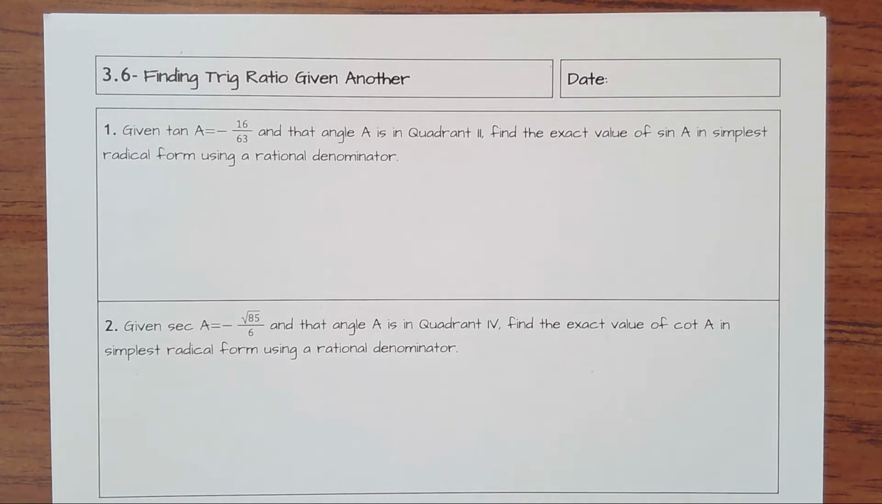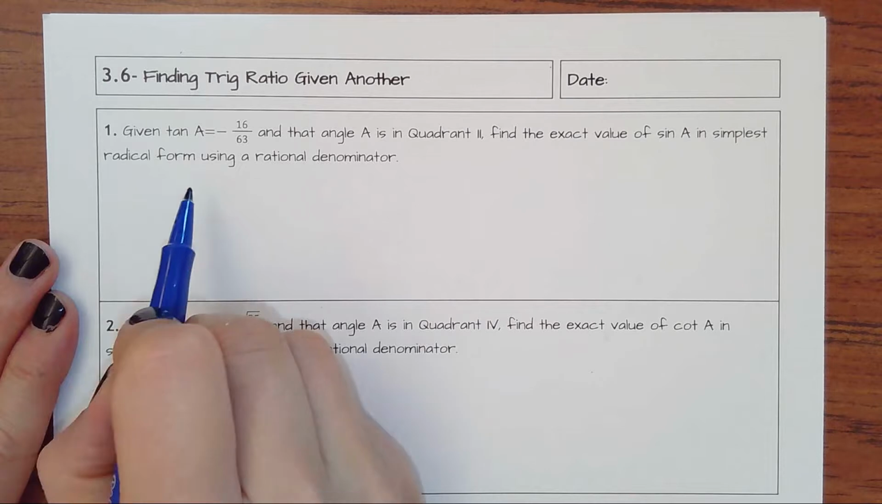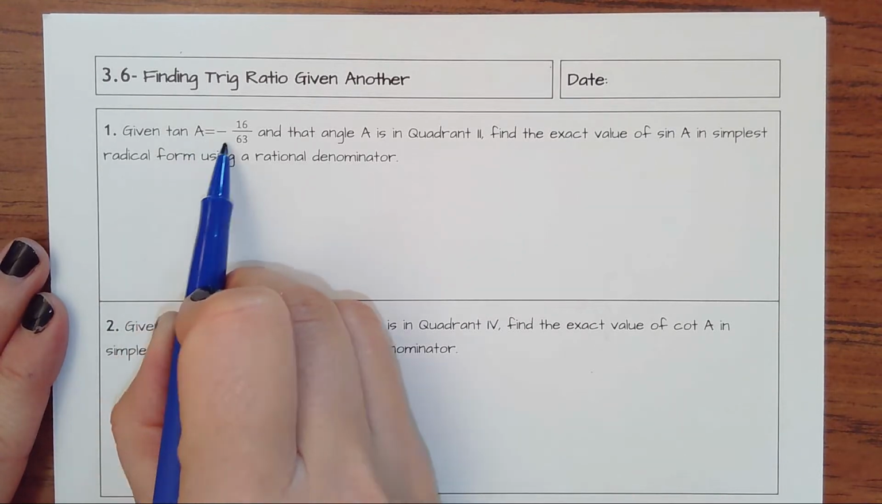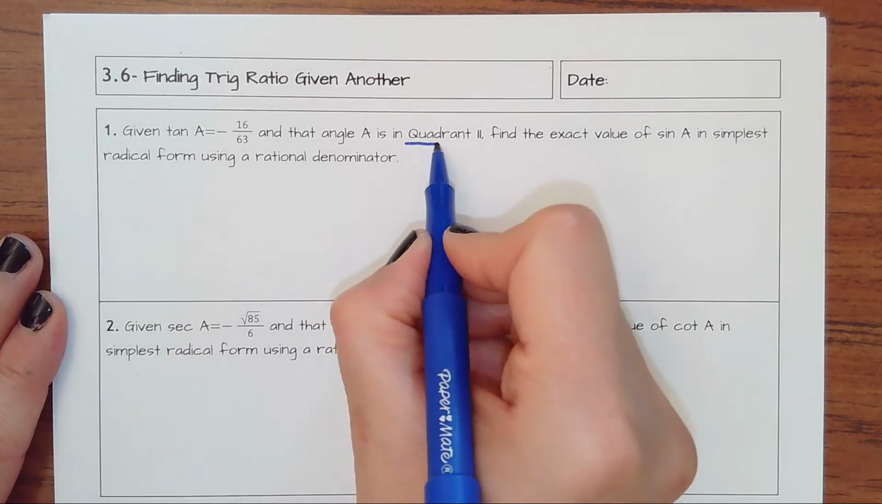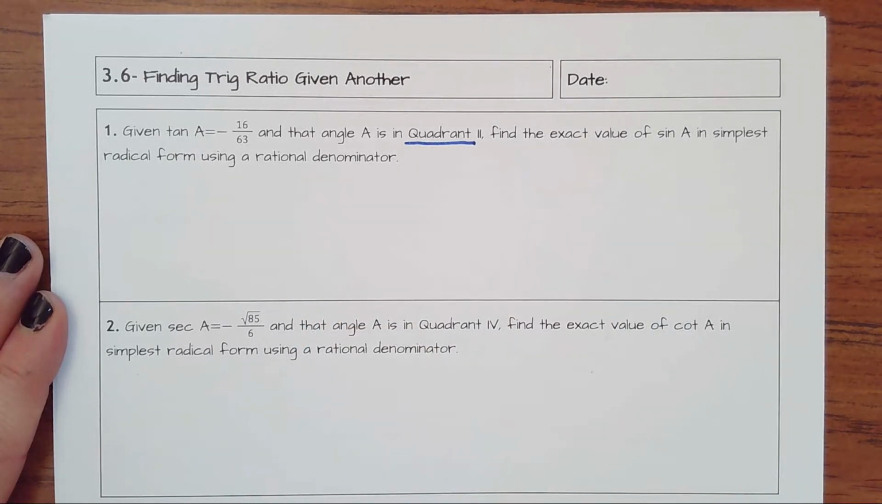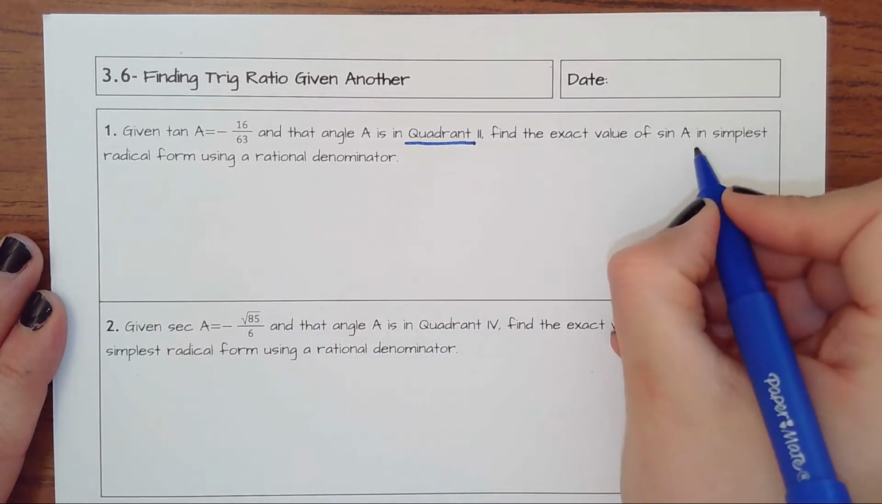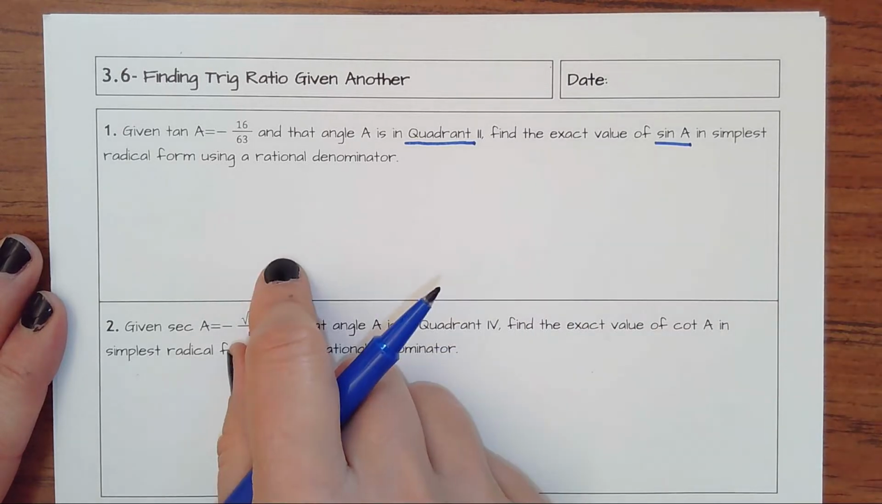3.6, finding a trig ratio given another. It says, given the tangent of angle A is the ratio of negative 16 over 63, and that angle A is in quadrant 2, find the exact value of sine of A in simplest radical form using a rational denominator.